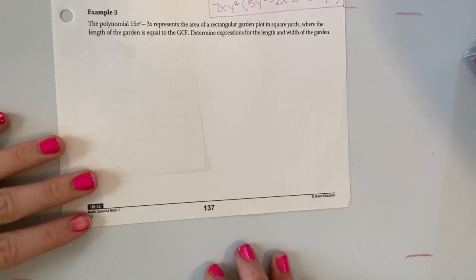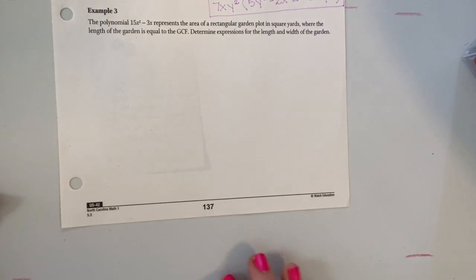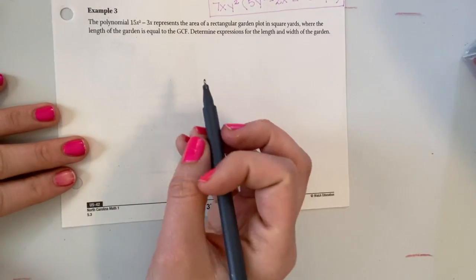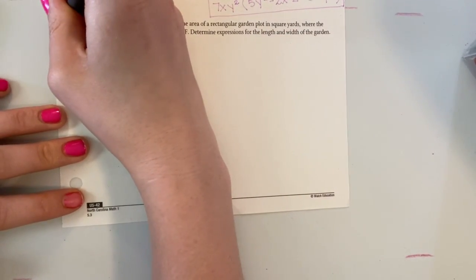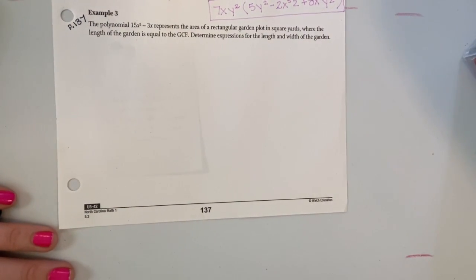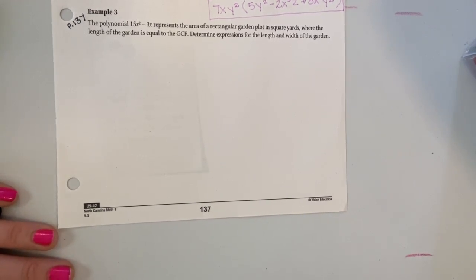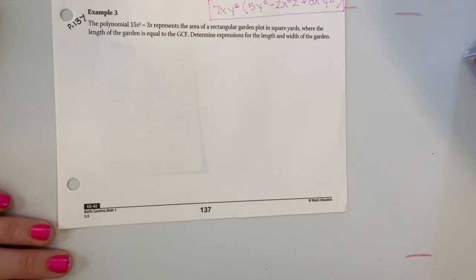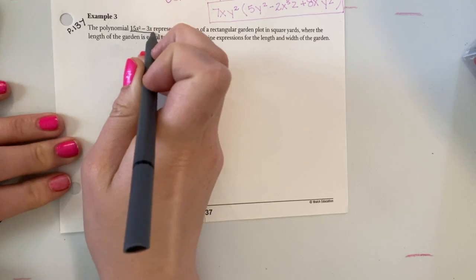Okay, just like most math problems, factoring expressions by the greatest common factor can also be phrased as a word problem. So, example 3 on page 137 says the polynomial 15x squared minus 3x represents the area of a rectangular garden plot in square yards, where the length of the garden is equal to the greatest common factor. Determine expressions for the length and width of the garden. All this is asking me to do is factor this expression.